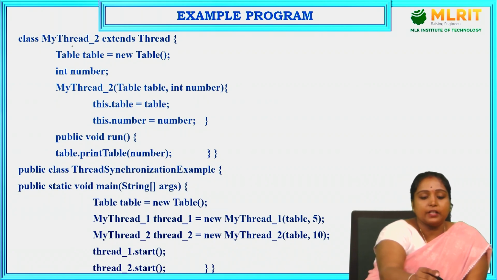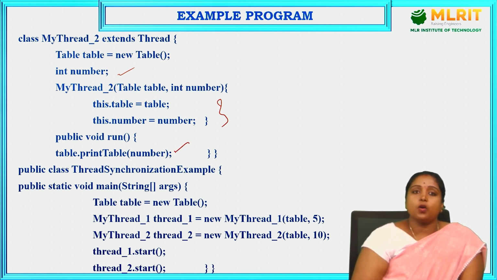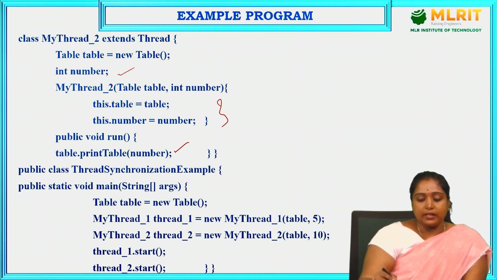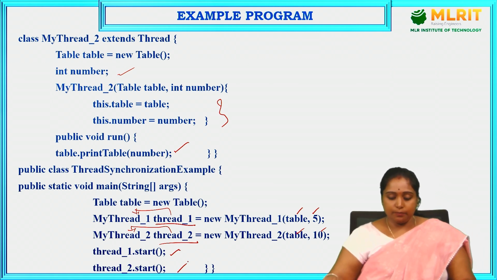And I am creating the second one also the same, with a number, and I am going to call the print table here. I am creating the two threads, thread 1 and thread 2. Thread 1 belongs to my first class and thread 2 belongs to my second class. And I am going to call table and 5, table and 10. So whenever I start T1 dot start and T2 dot start, what happens? Let us see.